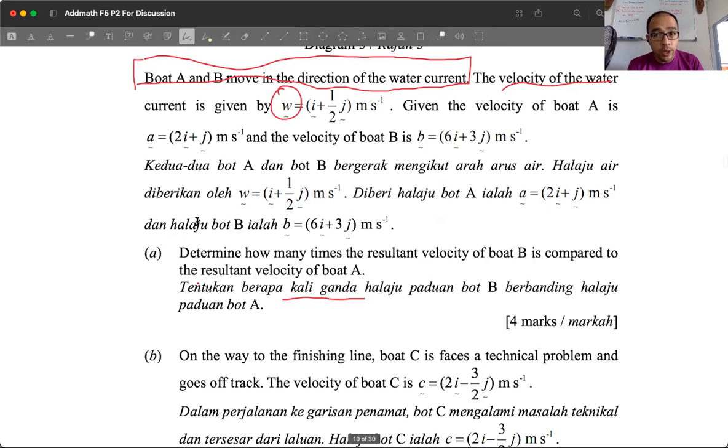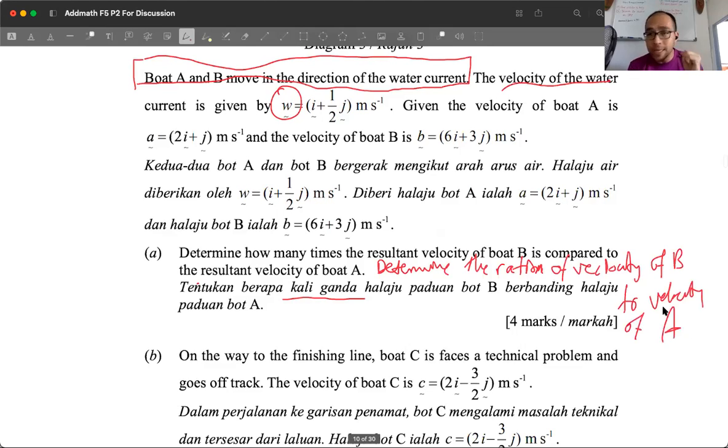Okay, now if I were to reword this question, I would write it as: determine the ratio of velocity of B to velocity of A. That's basically what I want. Okay, it's the same question, just reworded. Determine how many times, berapa kali ganda. Okay, basically it's a ratio question.